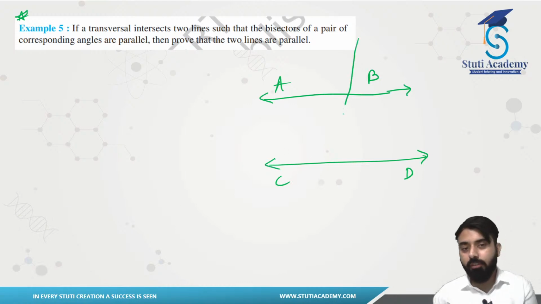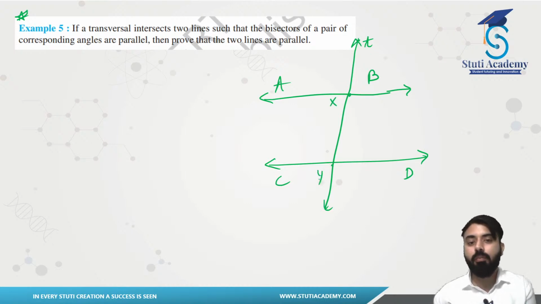So there is a transversal. Let's say this is the transversal T, and it is intersecting AB and CD at two distinct points. Let's say this is point X and this is point Y. Now what is happening here is that there is a bisector of the pair of corresponding angles. If I assume this one, let's say this is the line XS.